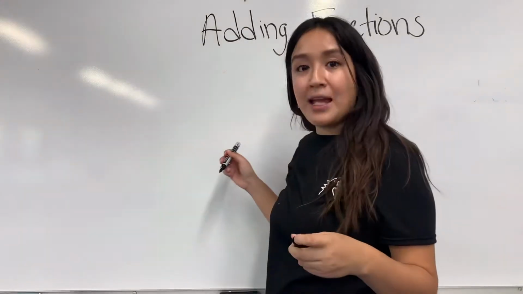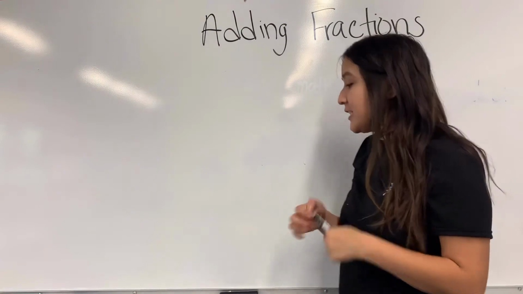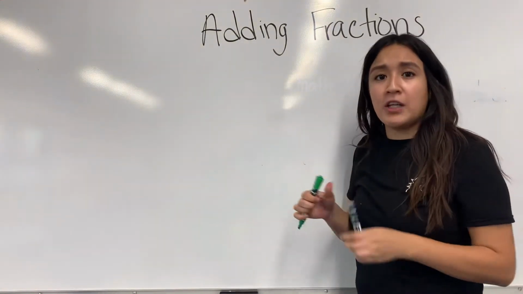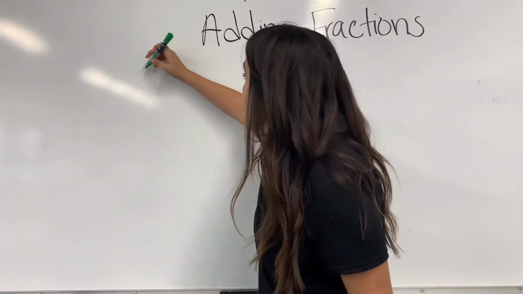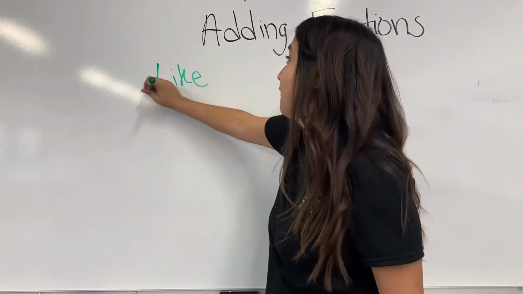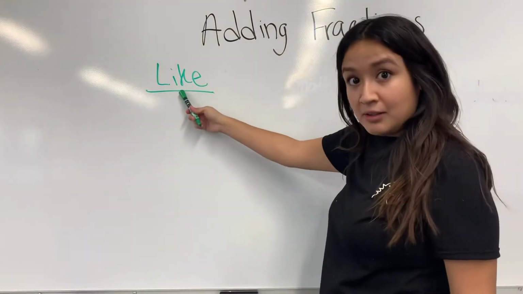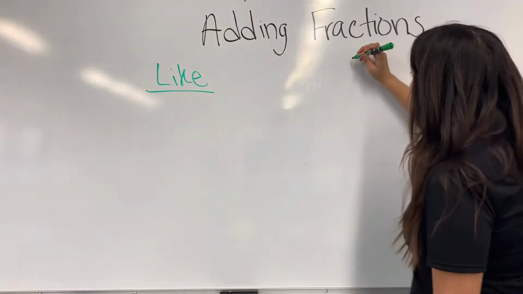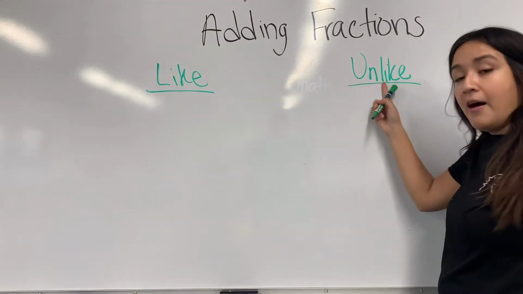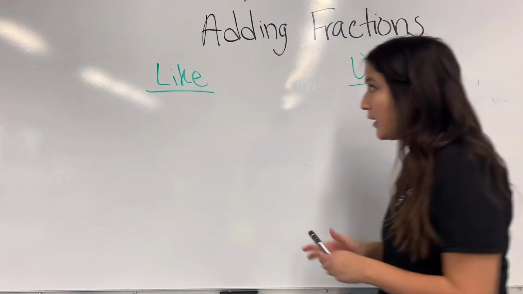Okay, anyways, adding fractions. This is super easy because we've already done a lot of the other work already. I'm going to show you how to do adding like fractions, and if you remember, like means same fractions, and adding unlike fractions. Unlike fractions are different fractions. Let me give you two examples.